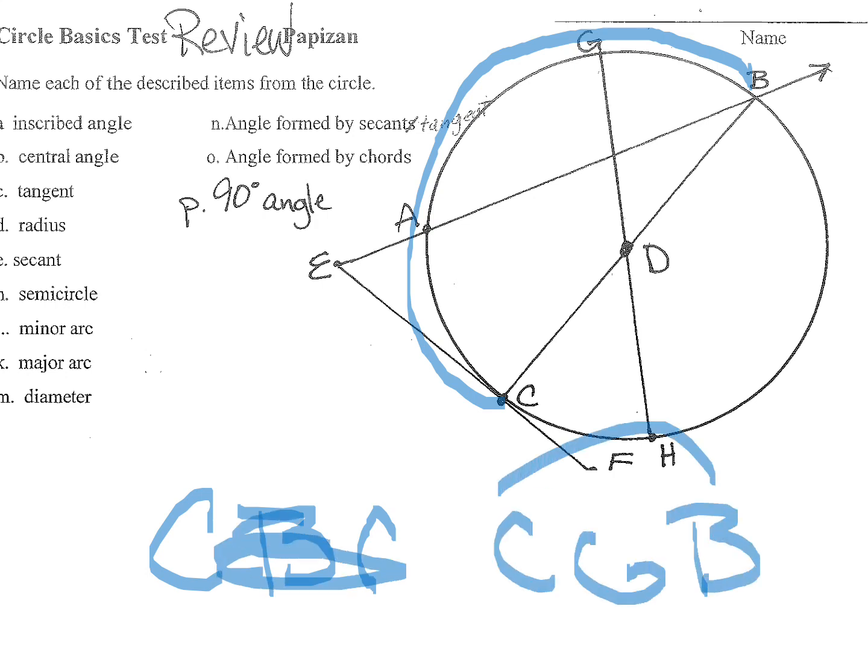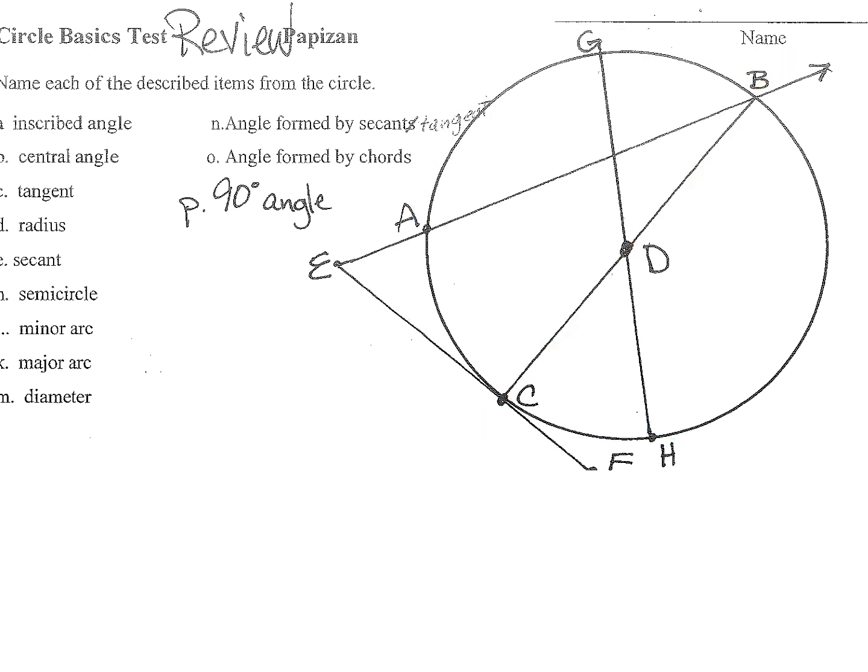Minor arcs are less than 180. Major arcs are more than 180, but less than 360. So it has 3 letters as well. Don't get that confused with major arc. If it's exactly half, hitting that diameter, then it will be a semicircle. So even though it's got 3 letters, that's how you have to name a semicircle too.